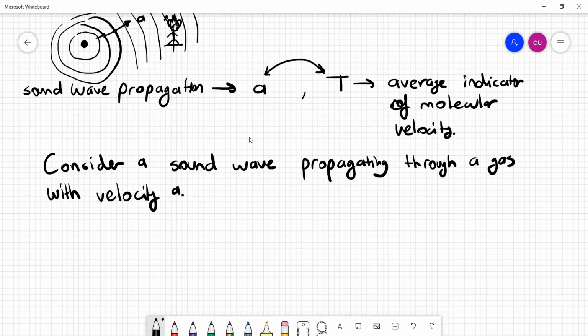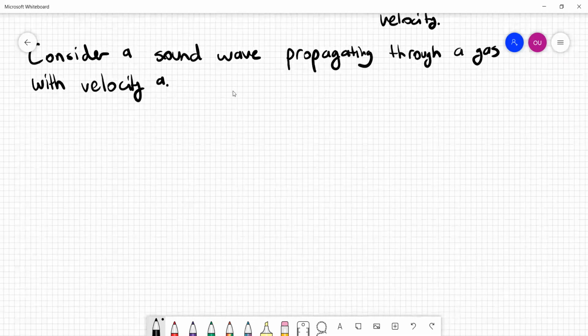Hocam, evet. May I ask a question? It might be irrelevant to this topic, but I'm wondering about some information about the speed of sound. Also, can I ask it in Turkish, because I don't know how to tell it in English? Okay, let's do it quickly.